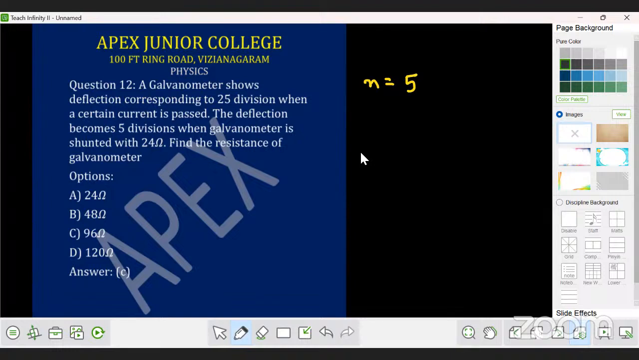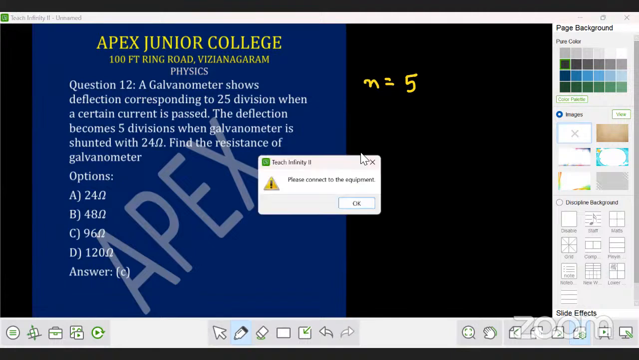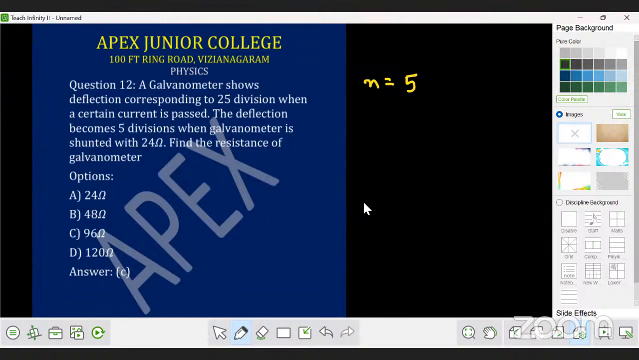Initially, the current shows the deflection for 25 divisions. And after connecting something else, the same current will show only 5 divisions. That means that particular ammeter or galvanometer can be applicable for more current also. That means the range is increased by 5 times. And shunt resistance S is given 24. And what is the question? Then resistance of galvanometer only, na?